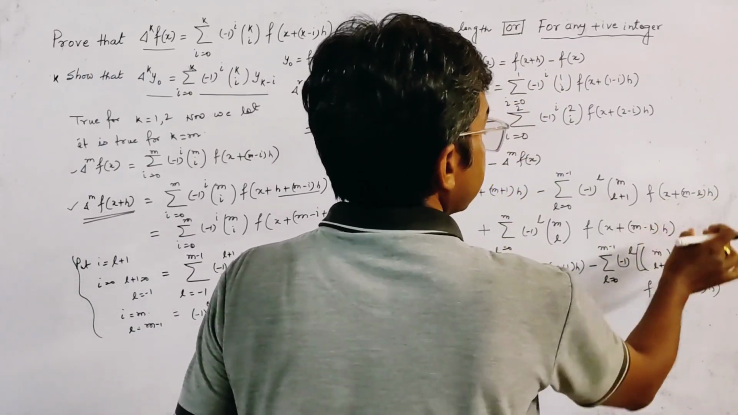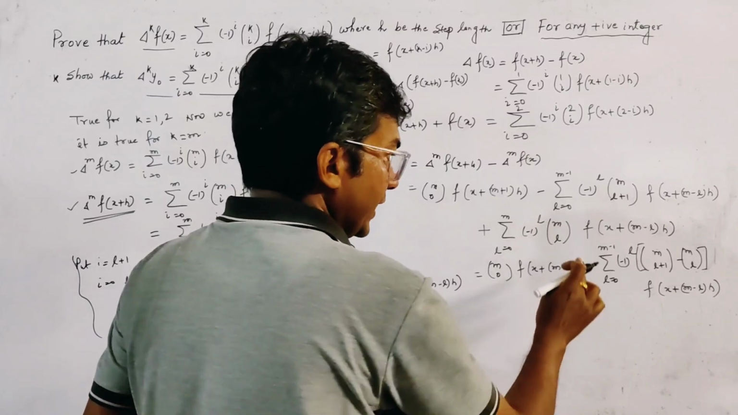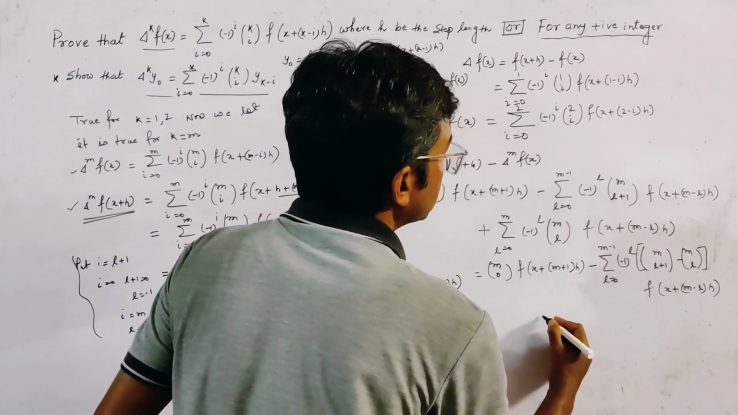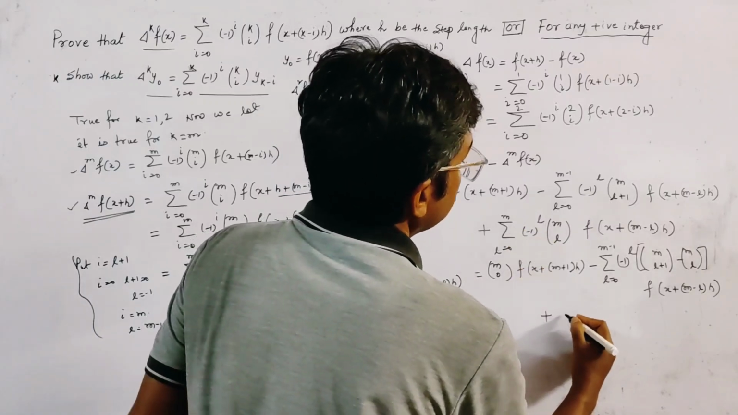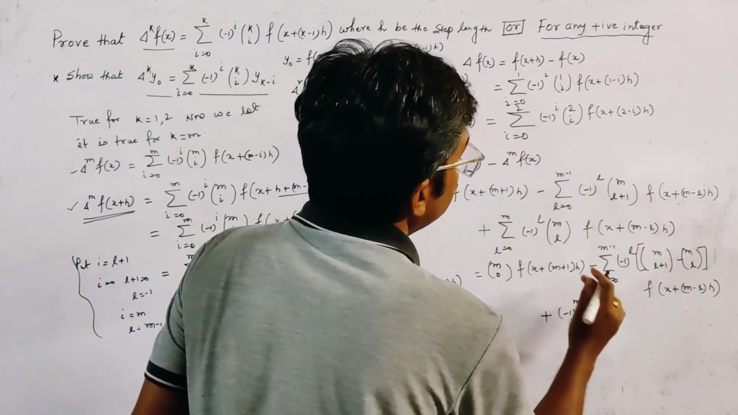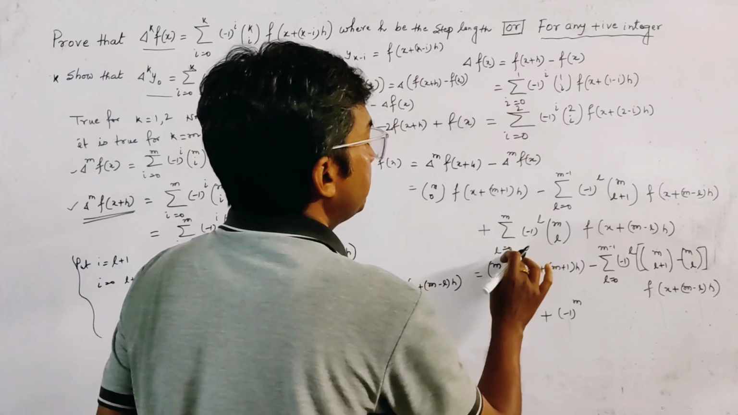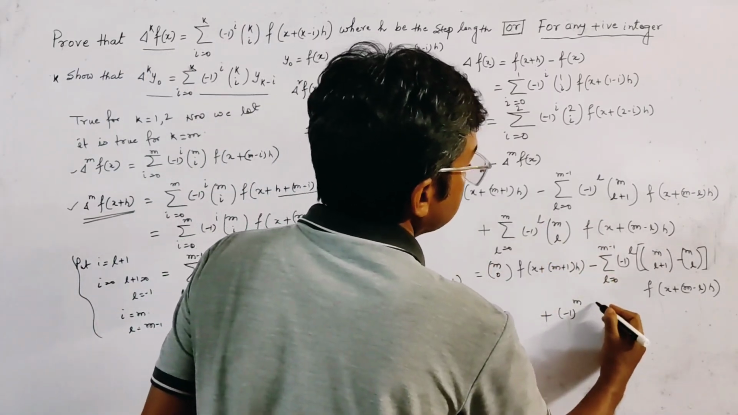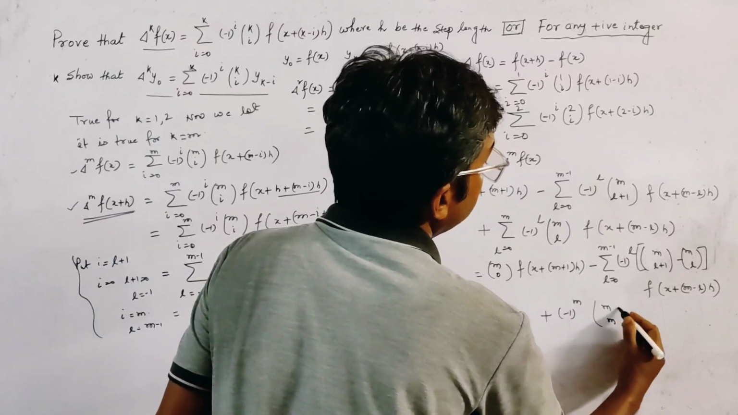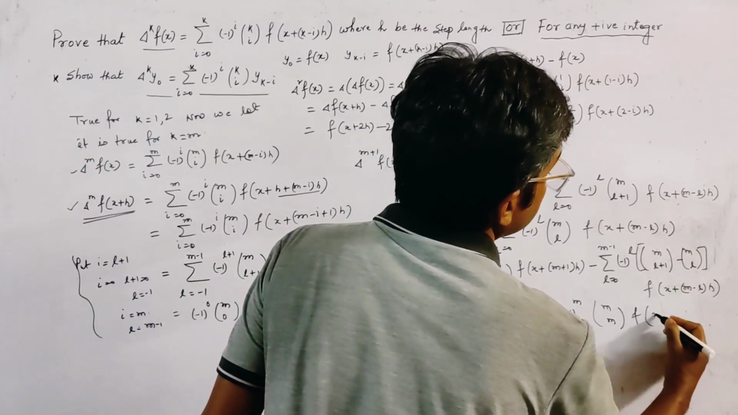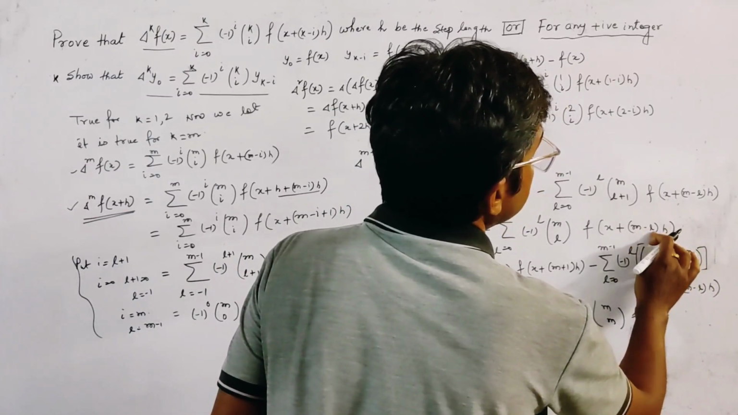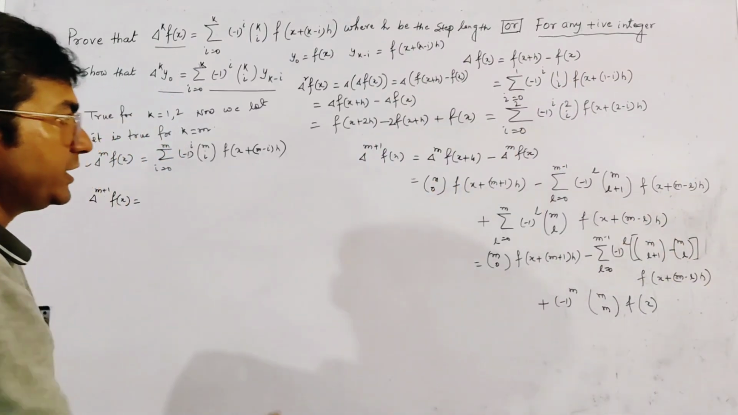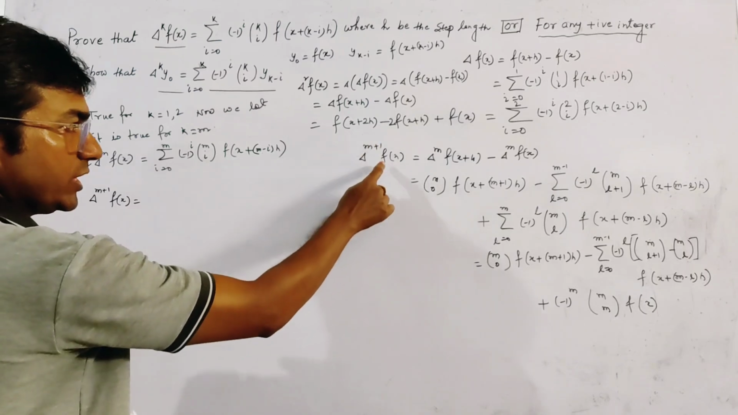This can be taken as common from both terms, and another term here remains because we take L equal to 0 to m minus 1. So the last term is minus 1 to the power m, because L is equal to m here. This is mCm, and this is f of x plus m minus m, this is 0, so this is f of x. We write delta to the power m plus 1 f of x.